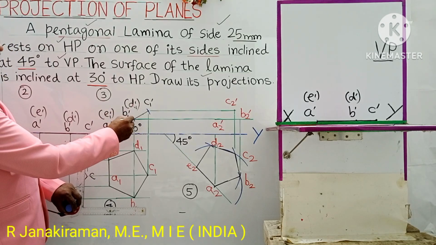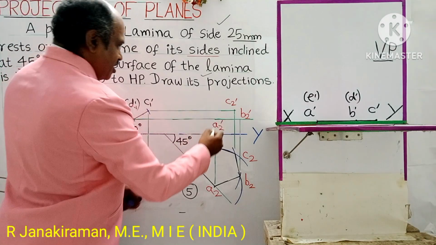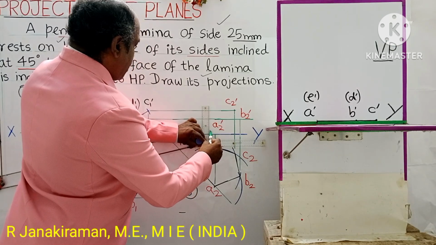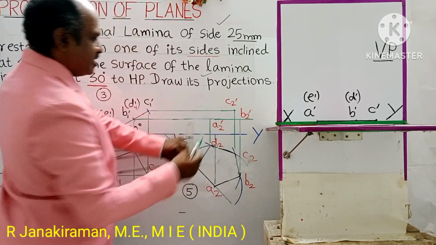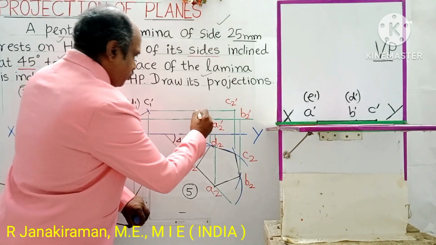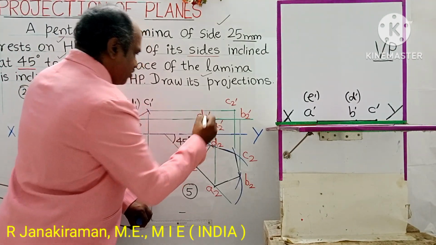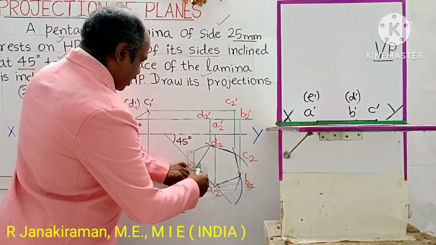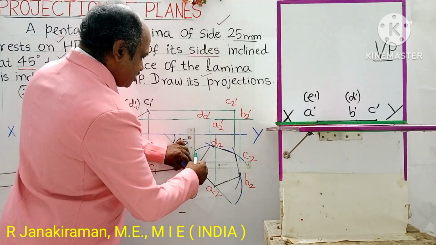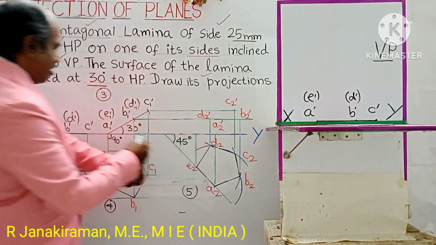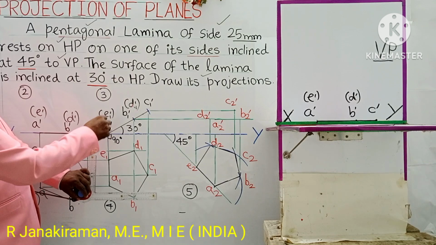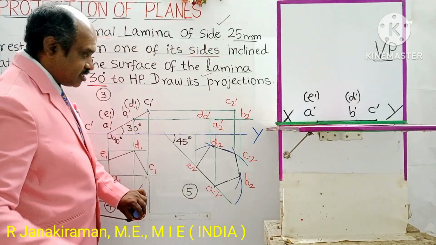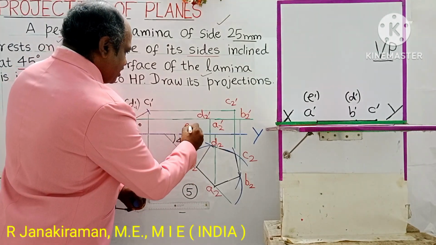Next to C is D. D is the same as B1 dash: horizontal projector, vertical projector from D2. It intersects here and shall be marked as D2 dash. Next to D is E. From E draw a horizontal projector and vertical projector. The horizontal projector we have already drawn. This is point E; E and A are the same points. This point shall be marked as E suffix 2 dash.